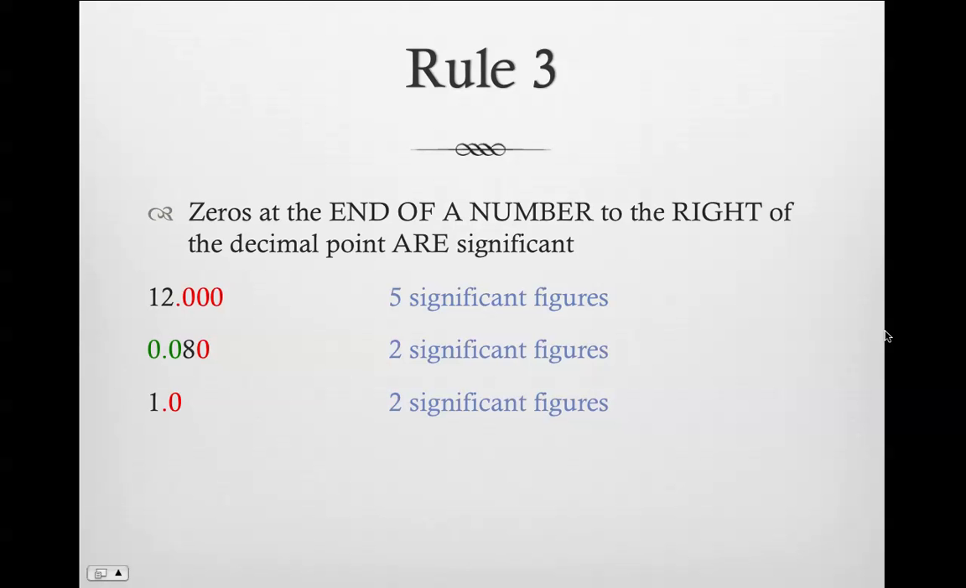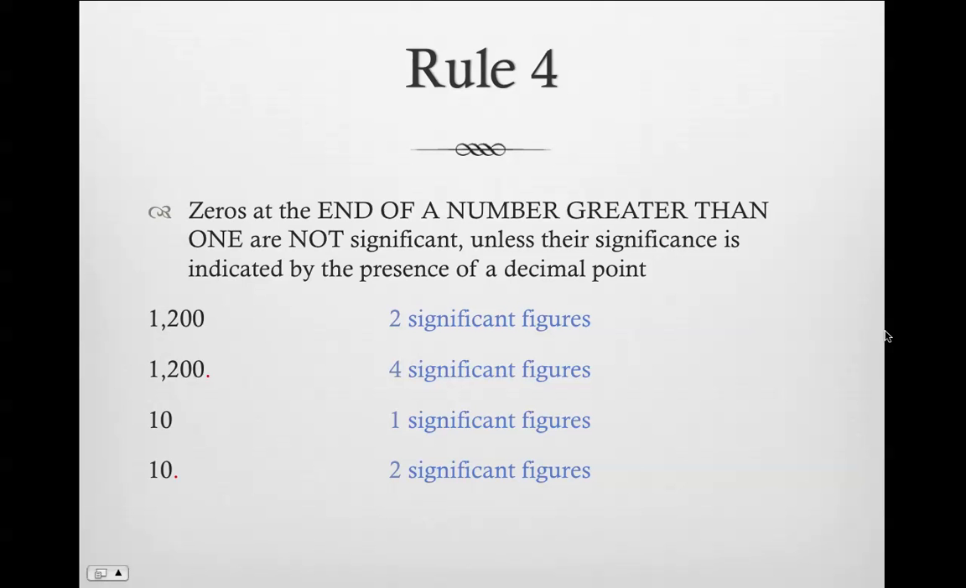Taking a look at the second example, the zeros to the left of the number 8 don't count because it's a value less than 1, and also the first non-zero value, the first significant value, is the number 8. So the 0 to the right of 8 is significant, which will make this have 2 sig figs. The third example, 1.0. This, however, has a decimal point, and even though it's only a 0, the 0 to the right of a decimal point is always significant, so this will have 2 sig figs.